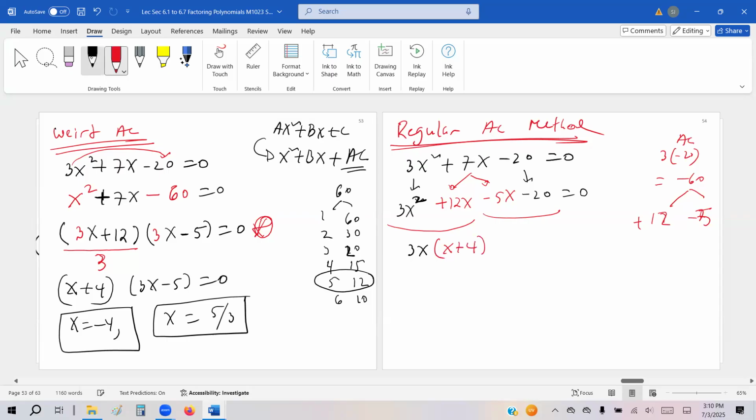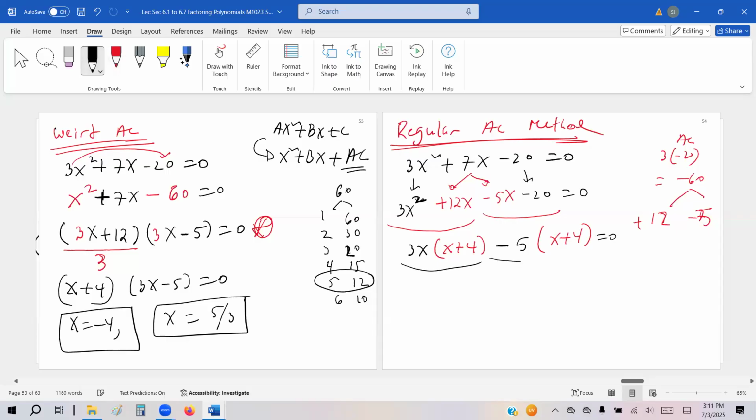Plus 4. In the second group, what do you do? What don't you like? Negative. So you have to factor out the negative. And now between 5x and 20, what's the GCF? 5. So what remains then? Plus 4. It's plus 4 because you factored out the negative 5. So the sign has to change.